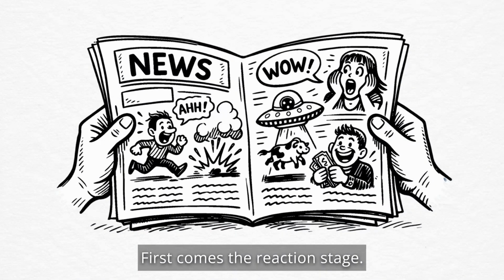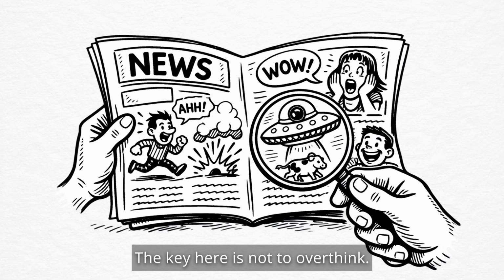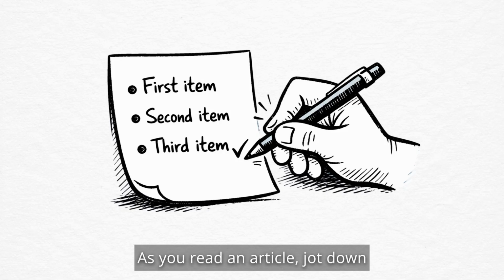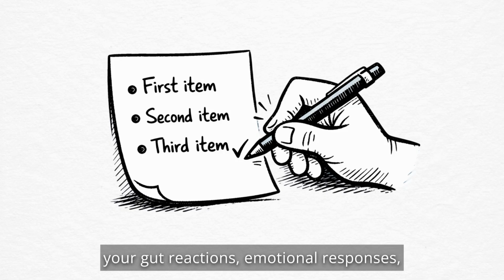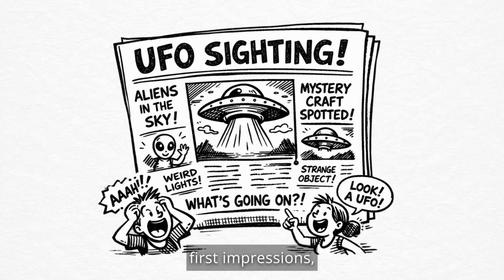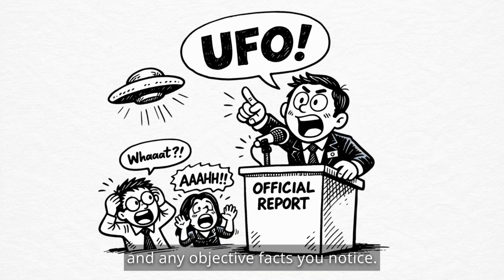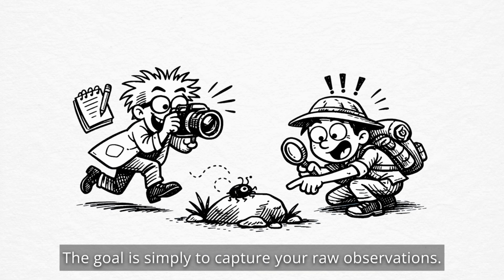First comes the reaction stage. The key here is not to overthink. As you read an article, jot down your gut reactions, emotional responses, first impressions, and any objective facts you notice. The goal is simply to capture your raw observations.